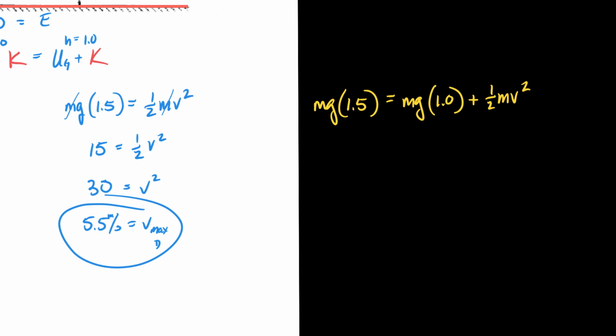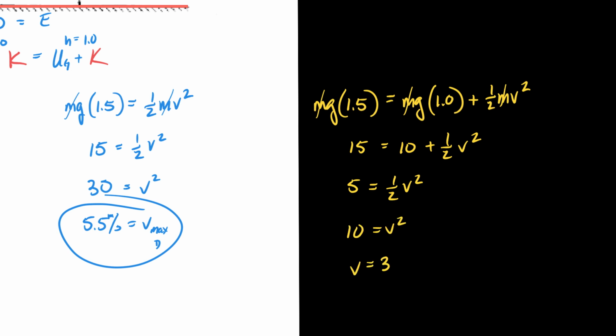Again, it just so happens to be an m in every term, so I can cancel them all out. And I'll have 15 equals 10 plus 1/2 v squared. Subtract 10 from both sides and get 5 equals 1/2 v squared. So 10 equals v squared, or v equals 3.2 meters per second. How was that?